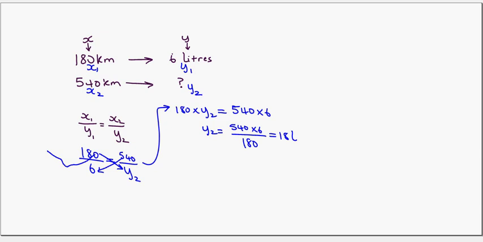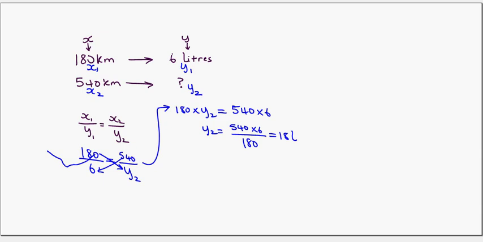Does that make sense? We expected that it should go up, right? But what is interesting is if you look at 180 and 540, you'd realize that this is 3 times that. Not so? So that means that this should go up 3 times. 3 times 6 is 18. Okay? But the trick about it is, it's not always in that easy ratio that you could see. So you have to have a method that you could work it out all the time.